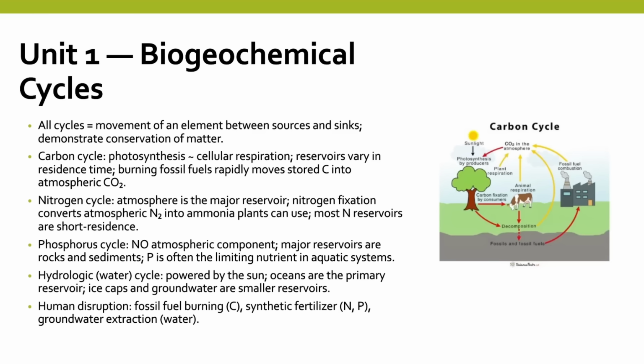4 cycles. Carbon moves via photosynthesis and respiration in the short term, rocks in atmosphere long term. Burning fossil fuels rapidly returns stored carbon to the atmosphere as CO2. Nitrogen's main reservoir is the atmosphere. Nitrogen fixation converts N2 to ammonia that plants can use.